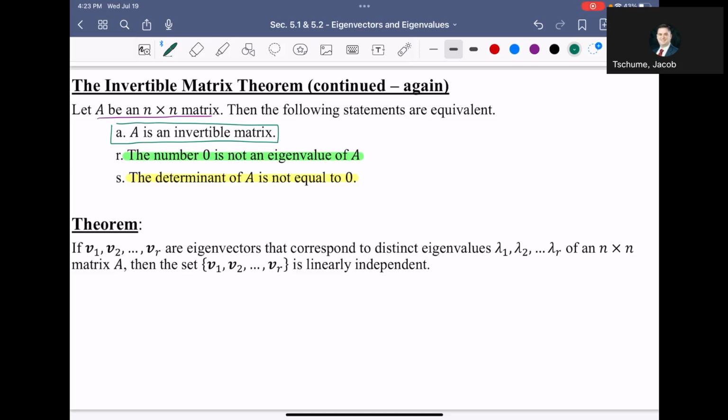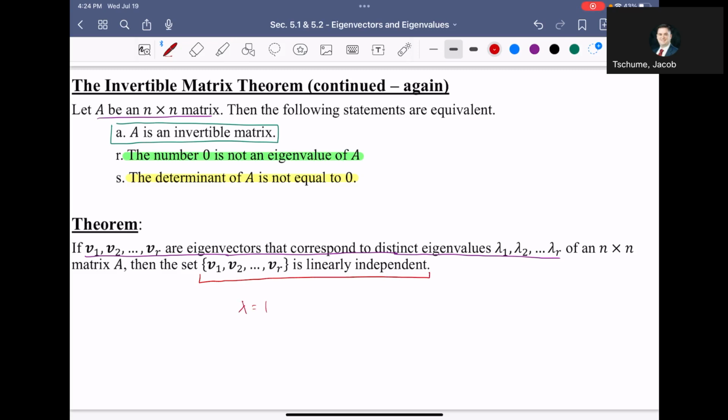The last thing I want to do is throw in a theorem that kind of helps us out. We've already mentioned this, but I wanted to actually give y'all the theorem that states what I mentioned earlier. If V1, V2, up to VR are eigenvectors that correspond to distinct eigenvalues, all right? So let's say that you have found a bunch of eigenvalues of a matrix, and for each of those eigenvalues, you have found eigenvectors. The good news is that every single eigenvector that comes from a different lambda is going to already be linearly independent of the others.